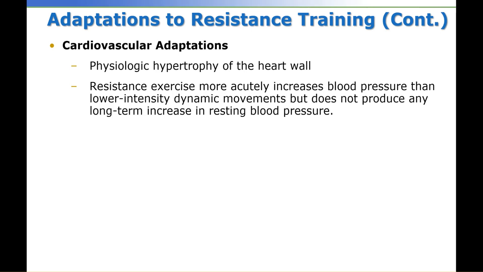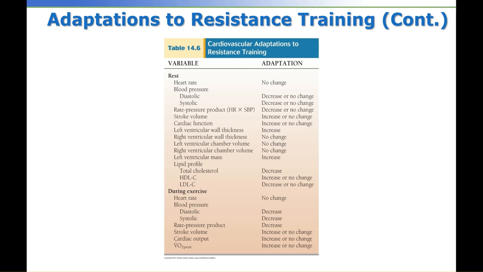So resistance exercise more acutely increases blood pressure than lower intensity dynamic movements, okay. Systolic and diastolic go up during resistance training. Remember, in endurance training, systolic went up, but diastolic remained relatively the same as at rest. It doesn't produce any long-term increase in resting blood pressure. And this is what it talks about here, which is at rest, blood pressure, diastolic, systolic decrease, no change.